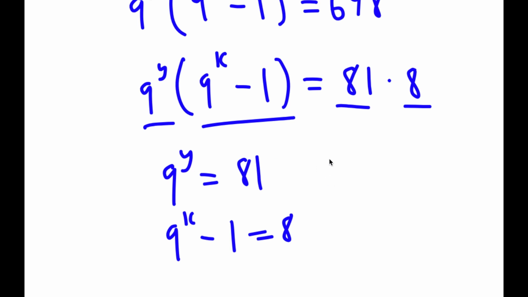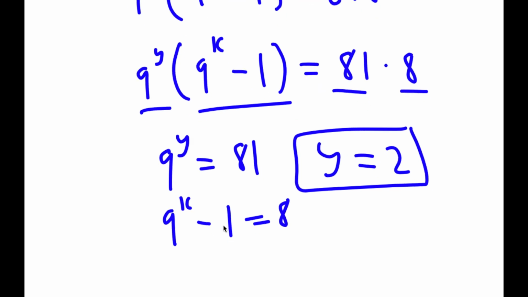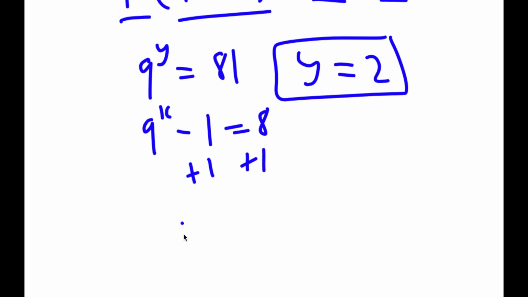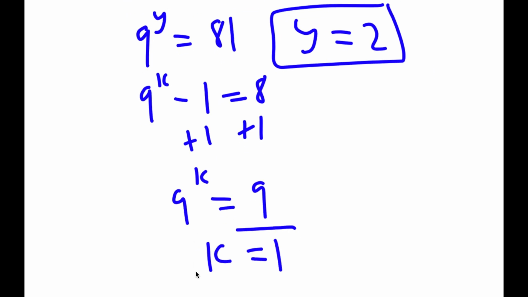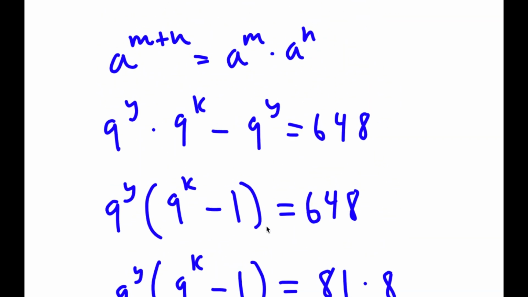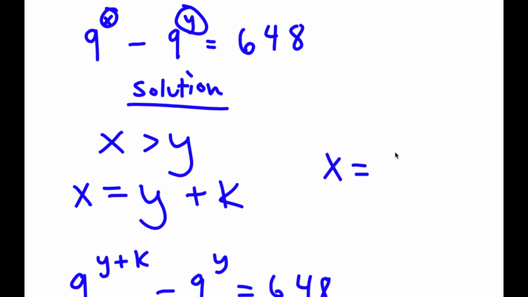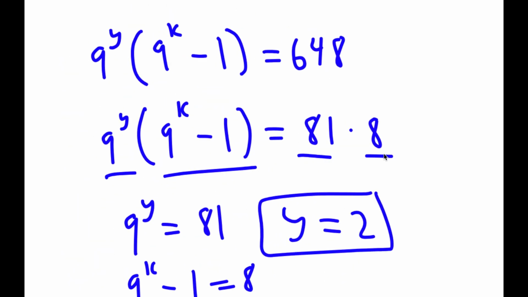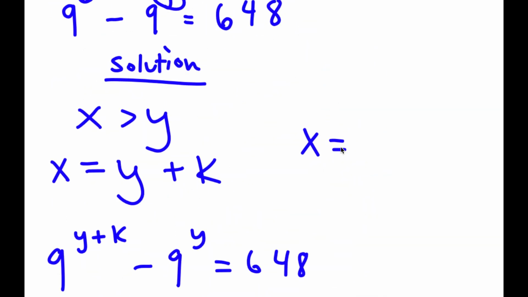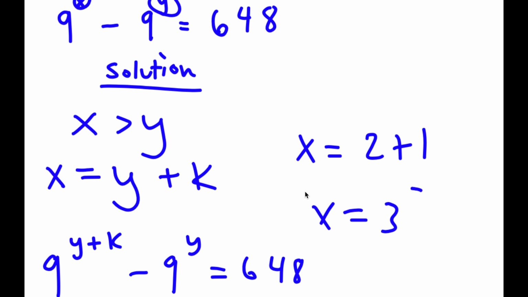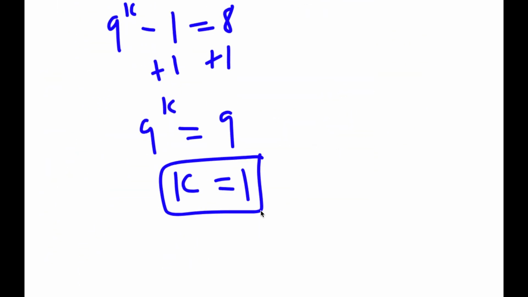So for 9 to the power of y equals 81, y is simply 2. And for 9 to the power of k minus 1 equals 8, I add 1 on both sides. So I get 9 to the power of k is equal to 9, meaning k is equal to 1. So now that we have the value of y and k, well, remember x is equal to y plus k, meaning x is equal to 2 plus 1. So x is equal to 3. So x is equal to 3, y is equal to 2, and k is equal to 1.